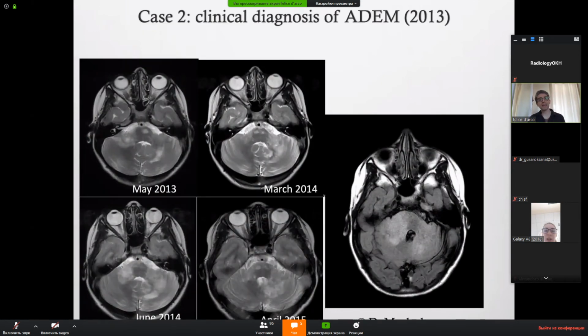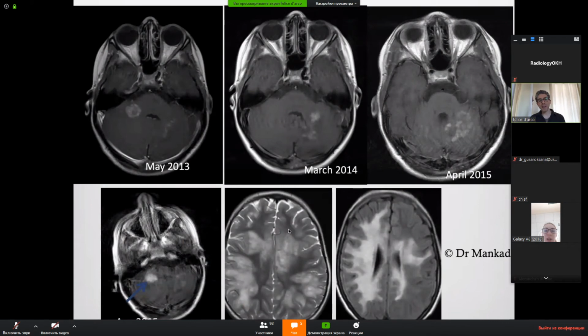So in this case, this was a clinical diagnosis of ADEM in 2013. Again, look at the evolution: lesions less prominent here on the right, more prominent here on the left, and then even more prominent, and then less prominent again, more prominent again, and so on. And then in 2015, it developed enhancement and started to develop large white matter lesions, not only localized in the posterior fossa. This is a recurrent ADEM.